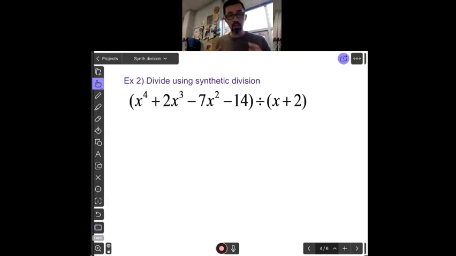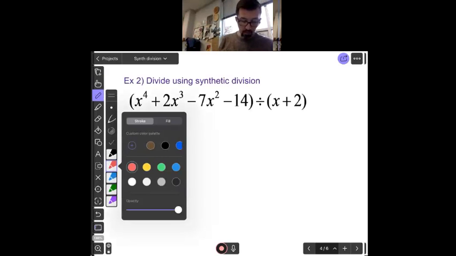So this really is kind of a tool right now that you guys are sharpening. Like with factoring, we need to know how to factor in order to do a whole bunch of other stuff. So knowing how to do synthetic division is going to make other things possible for us. So this is really just a skill right now you guys need to hone.